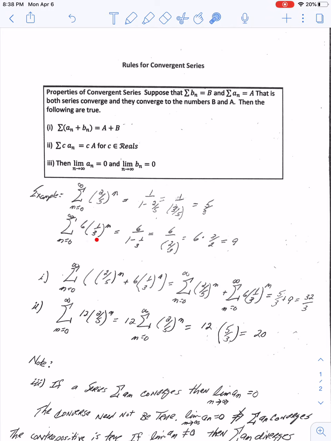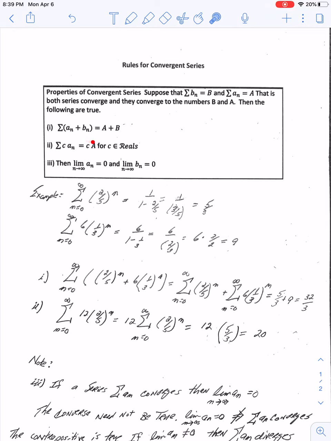The other series is 6 times 1/3 to the n. Well, that's n running from 0 to infinity. It's not hard to see what R is. R is 1/3. What's A? A is the first term. When I plug in n equals 0, I get 6. So this series converges to 6 over 1 minus 1/3, or 6 over 2/3, which is 6 times 3/2, or our final answer is 9.